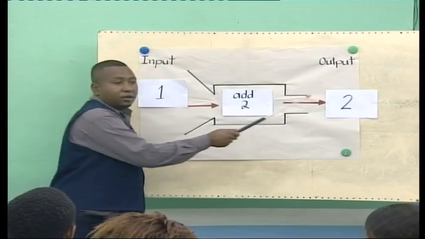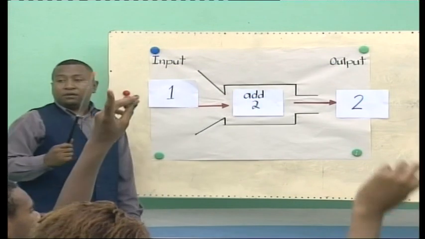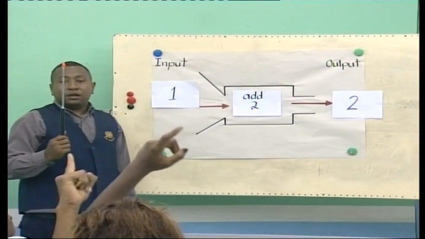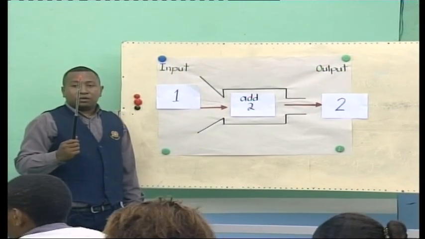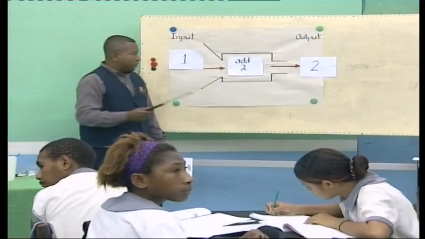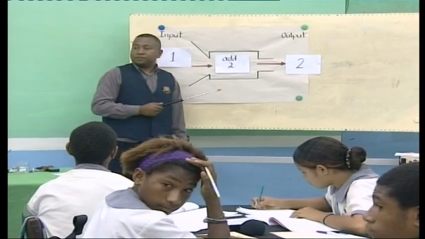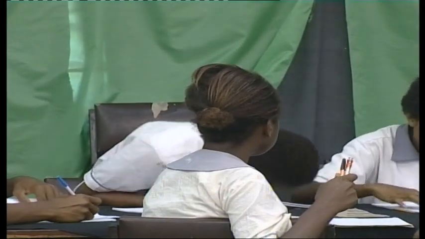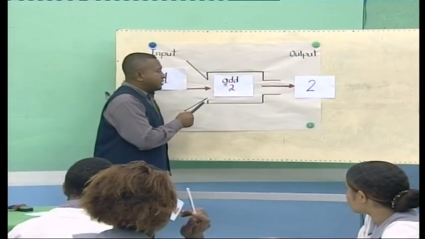Put your hands up if you don't agree with this answer here. Very good. Hands down. Isaac, can you tell us why you do not agree with this answer? Why is this answer not correct? Receiving students, you can tell your teacher. Because the rule says you add, but you didn't add. Okay, because the middle part here says add.